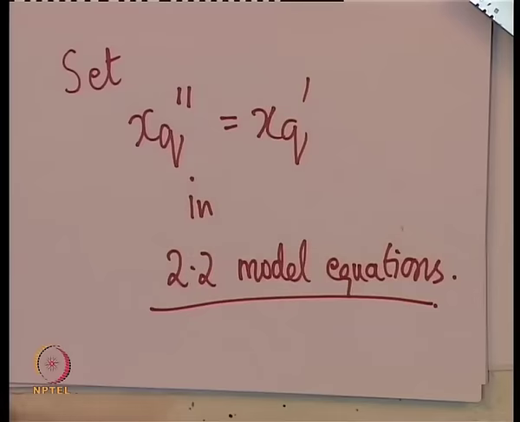Now, why am I telling you to do this? Well, you may have already written a program or a kind of tool which does eigenvalue analysis or simulation, numerical integration of the differential equations in the 2.2 model. And somebody tells you suddenly, well, a particular generator has to be modeled not by the 2.2 model, but by the 2.1 model. In that case, you do not have to rewrite your program with a lesser number of equations, you would need to tinker with your program. Instead of doing that, you just set x q double dash equal to x q dash in the data.